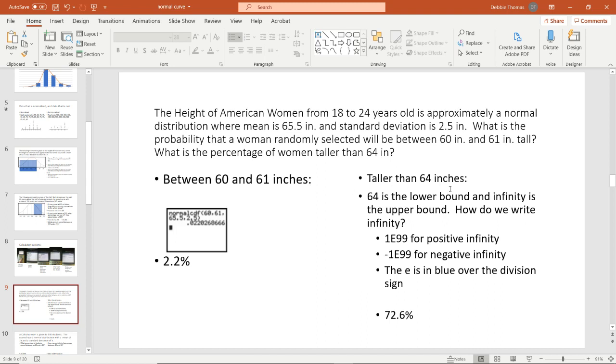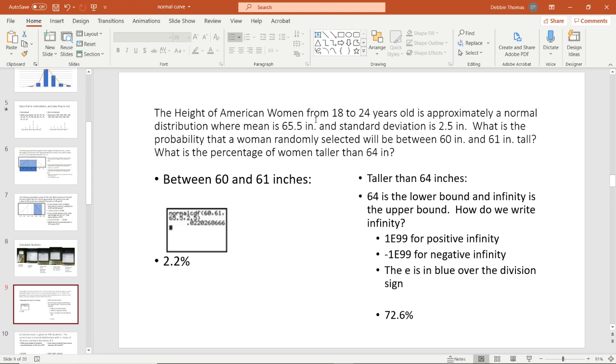And then what percentage of women are taller than 64? Basically, both questions are asking you for a percentage that occurs within this range. So here is 60 and 61. 60 is the smaller, so this is going to go in your lower. So you're going to start this calculator sequence again. 60 is going to go in your lower. 61 is going to go up in your upper.